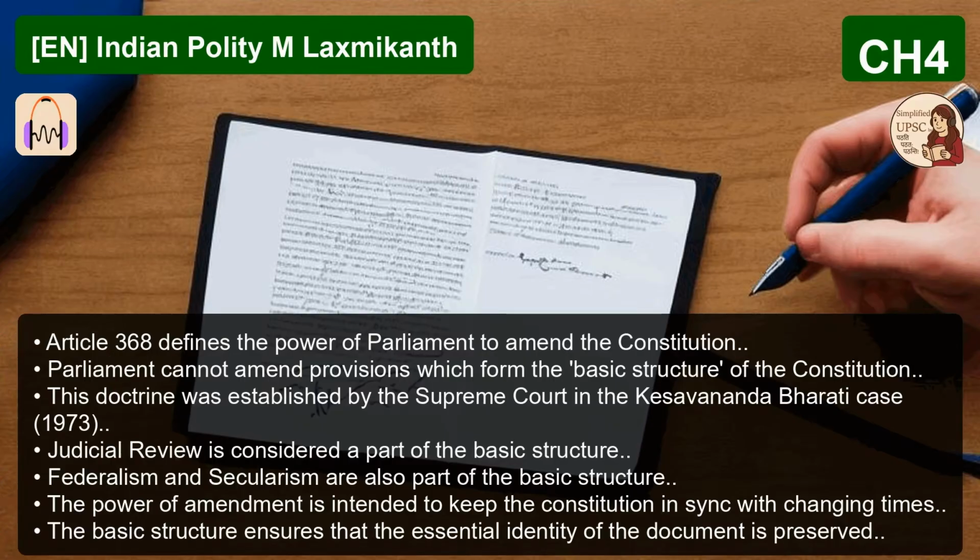Let's look at the bedrock. Equality before law under Article 14 and protection against discrimination under Article 15. How have these evolved recently? Well, Articles 15 and 16 have seen significant changes, notably with the 103rd Amendment Act of 2019. This introduced the EWS reservation.